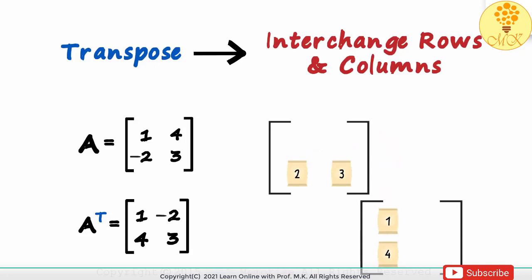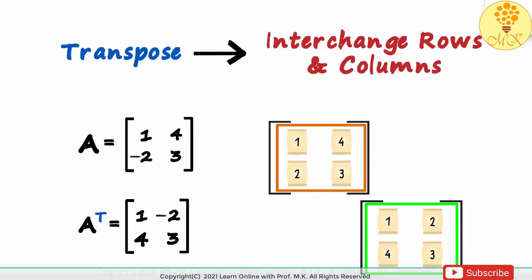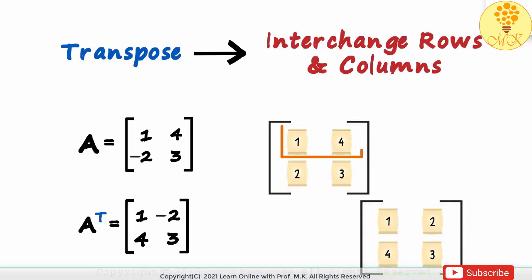Now let's push the bags in the second row towards the right. The 3 kilo bag will fall here and the 2 kilo bag will fall on top of it. This is the transpose of this matrix. The first row became the first column and the second row became the second column. So this was just one of the ways to understand transpose of a matrix.